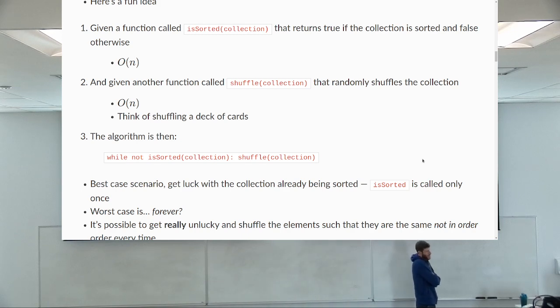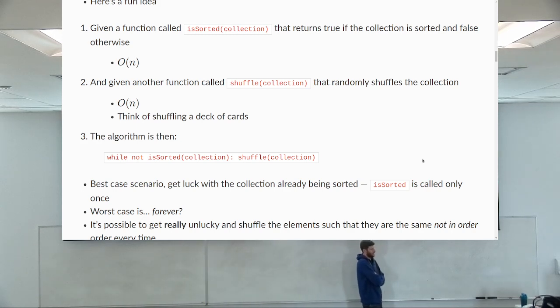So we could define a sorting algorithm like this. While not isSorted, shuffle. Basically, what that means is I give you a deck of 52 cards and I tell you to shuffle it. And then you need to go check, is it sorted? If it is, you're done. If it's not, you shuffle it again. And then you check if it's sorted. If it is, you're done. If not, well, you keep going.